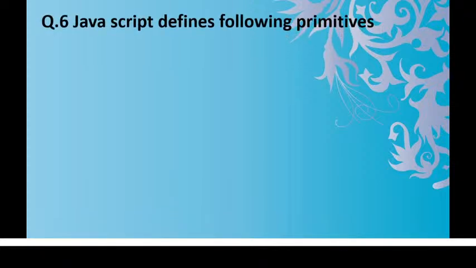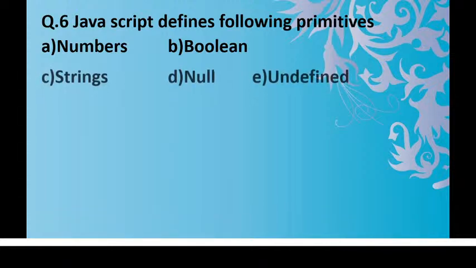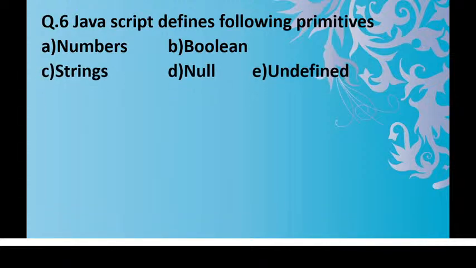Now we will go to the next question. I am waiting for everyone's reply. Very good, Akshada, Pooja, Renuka, Rotika. Next question is, JavaScript defines following primitives: numbers, boolean, strings, null, undefined. And answer is all of the above.